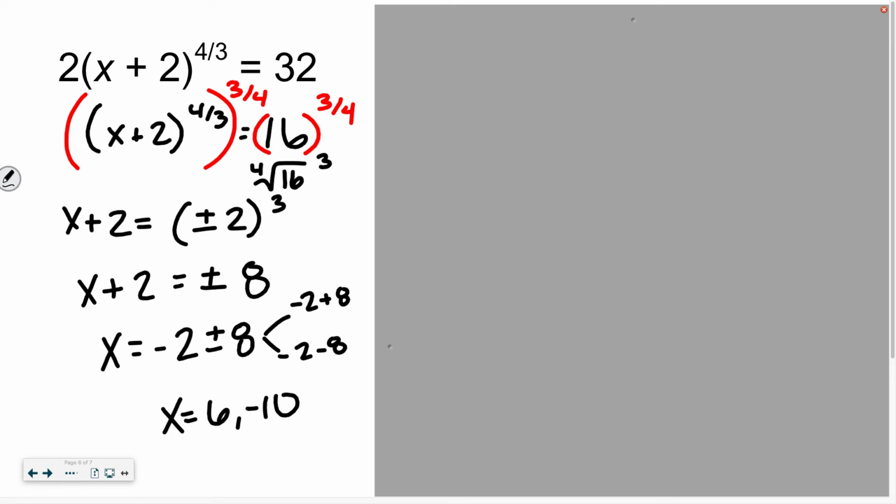Let's put in negative 10. Negative 10 plus 2 is negative 8. Negative 8 to the 4/3, that's the cube root of negative 8, which is negative 2. Raised to the 4th, negative 2 times itself 4 times is positive 16, and positive 16 times 2 is 32. So both answers work. There are two answers, neither one is extraneous.